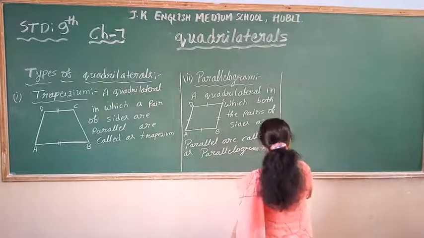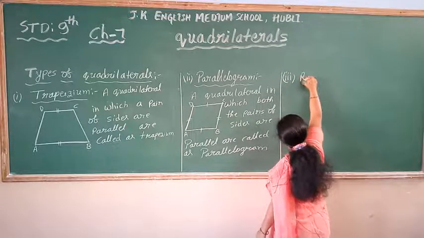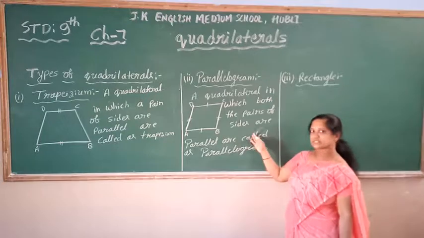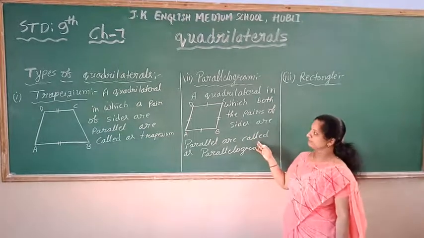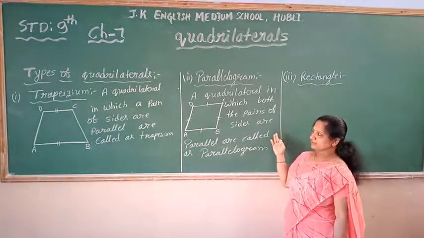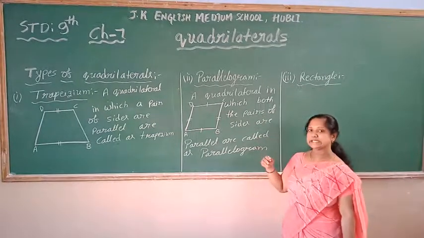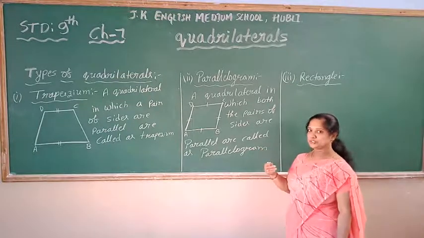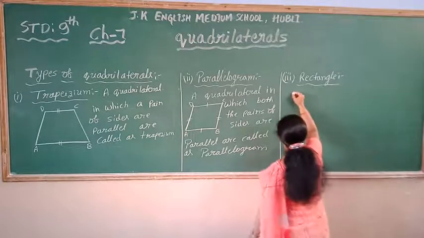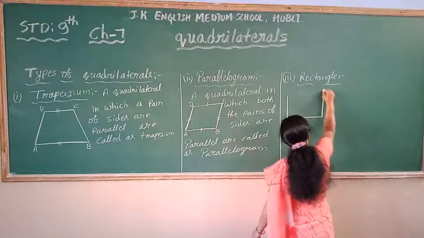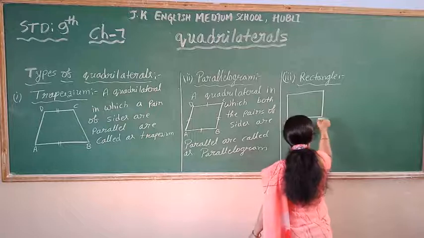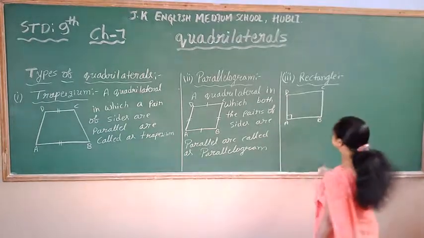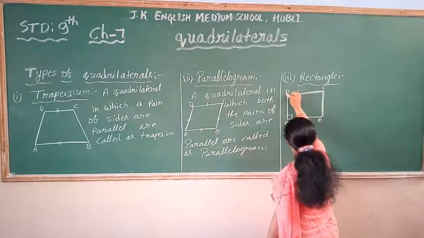Next, the third one, a rectangle, is also a quadrilateral. A rectangle satisfies the parallelogram property because a rectangle is also a parallelogram, but a parallelogram is not necessarily a rectangle. In a parallelogram, if one angle is 90 degrees, then automatically the remaining three angles are 90 degrees. Then that type of parallelogram we call a rectangle. See now ABCD, if this one angle is 90 degrees, automatically all four angles are 90 degrees.